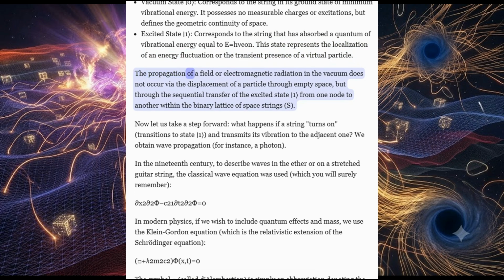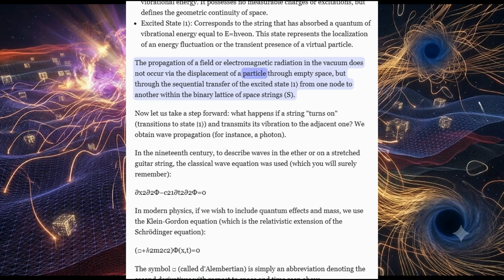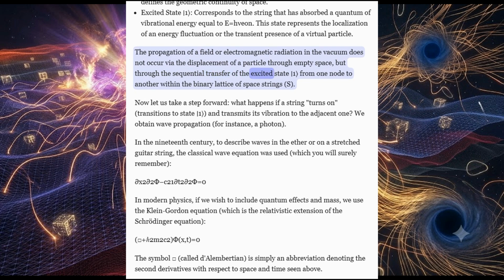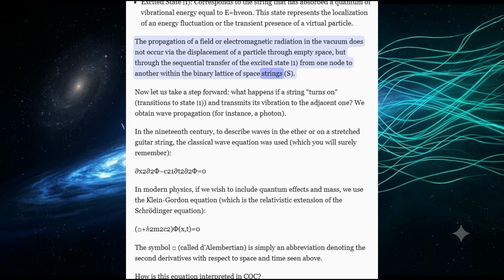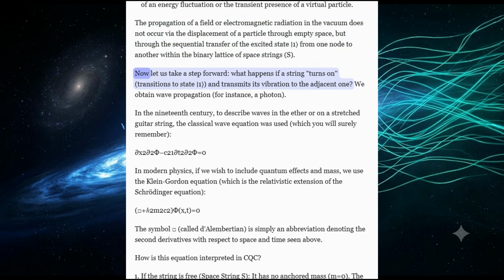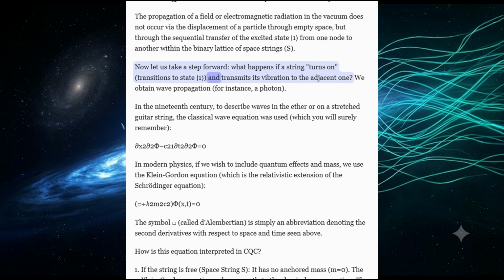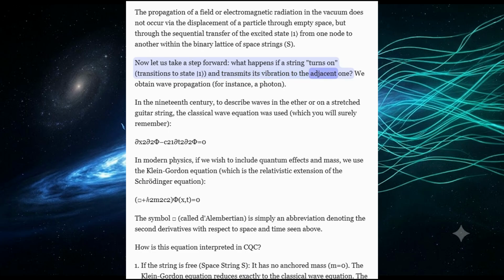The propagation of a field or electromagnetic radiation in the vacuum does not occur via the displacement of a particle through empty space, but through the sequential transfer of the excited state from one node to another within the binary lattice of space strings. Now let us take a step forward. What happens if a string turns on and transmits its vibration to the adjacent one?